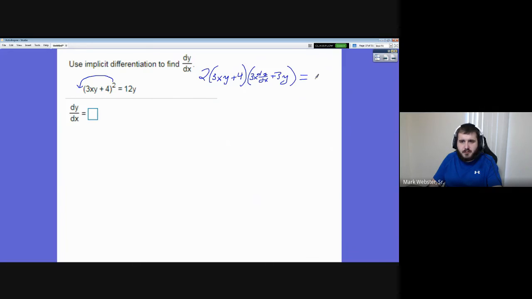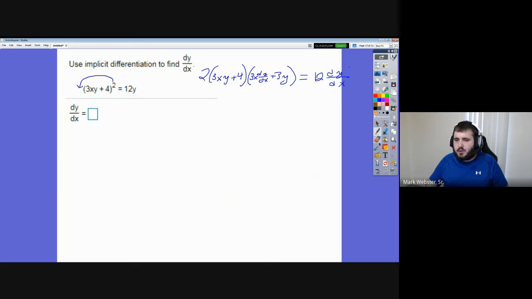Equals the derivative of this, which is 12 dy dx. So I think maybe the pitfall here is all this silliness. This is going to be a pain to do this way, isn't it? I wouldn't do it this way. I would get here and say, this is hot garbage. Don't do it this way, because then you would have to FOIL this anyway. And so if you're going to have to FOIL, you might as well do it while it's easy.